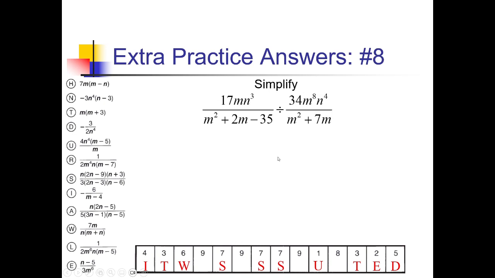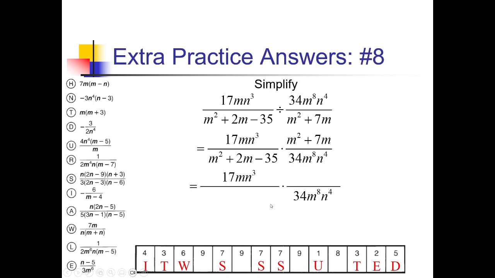All right, here we go with number 8. We'll start this one by same change flipping to turn division into multiplication. Next up, let's do some factoring. In the lower left, factors of negative 35 that add up to 2. That would be negative 5 and positive 7. So m minus 5, m plus 7. And for the upper right, I can factor an m out of that, leaving me with m plus 7.